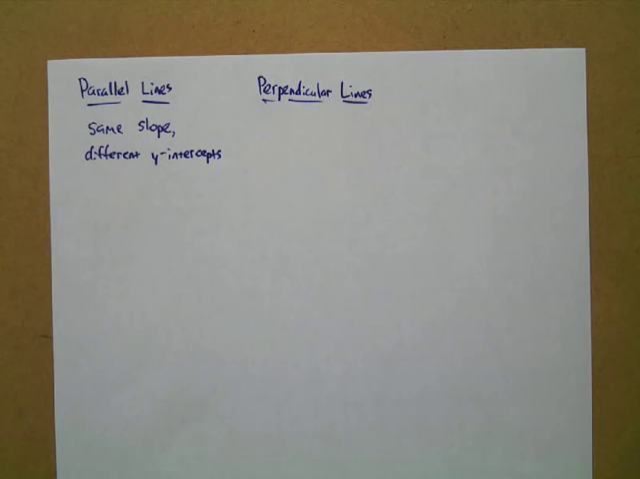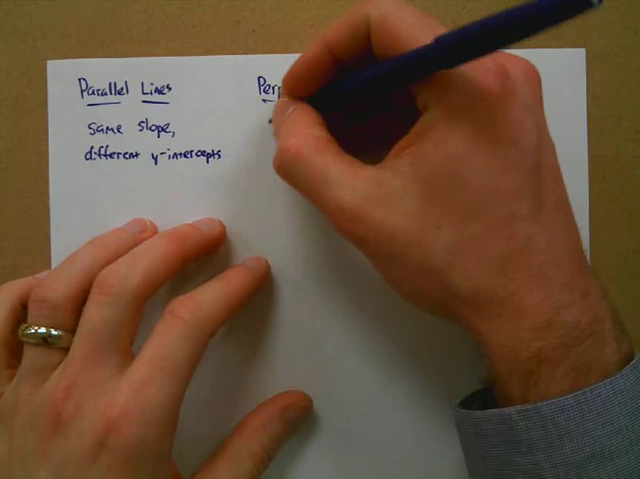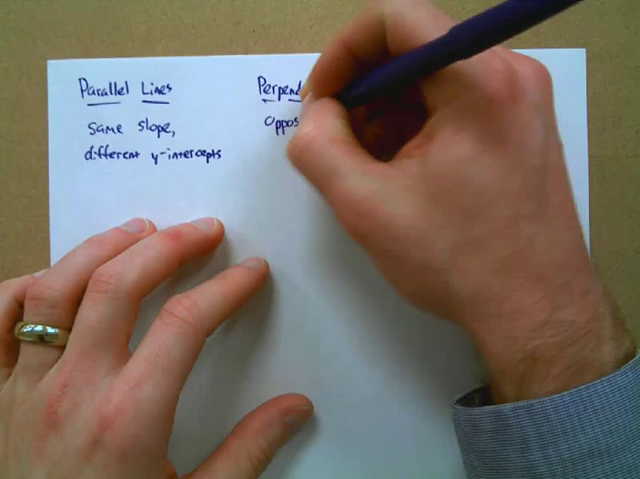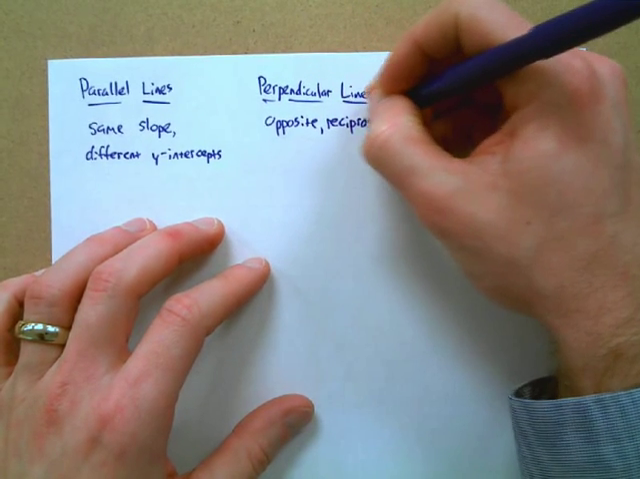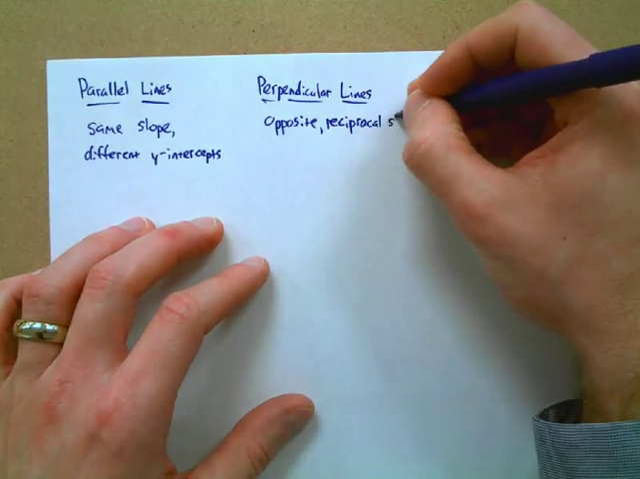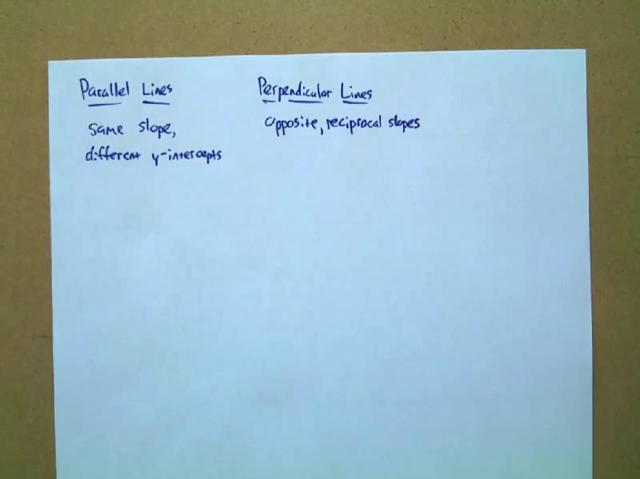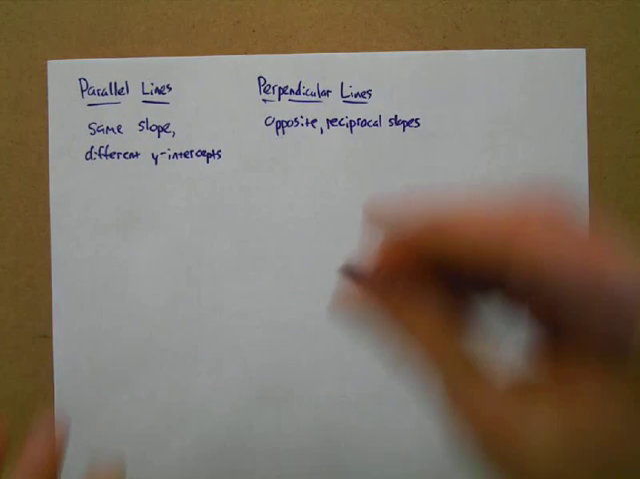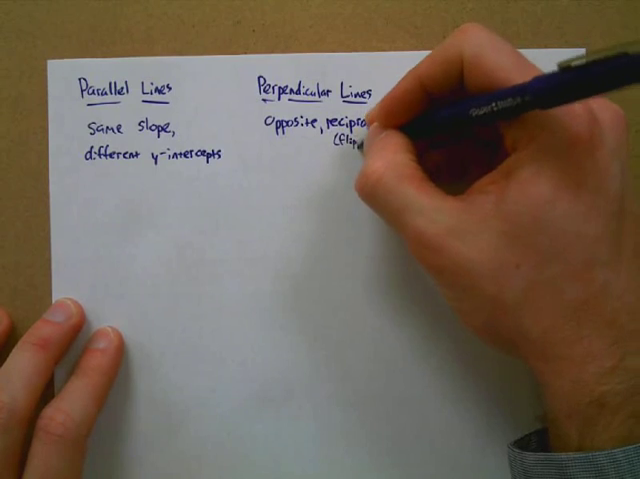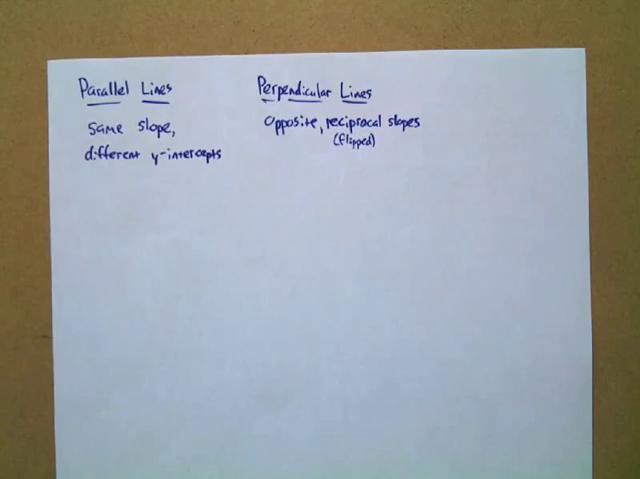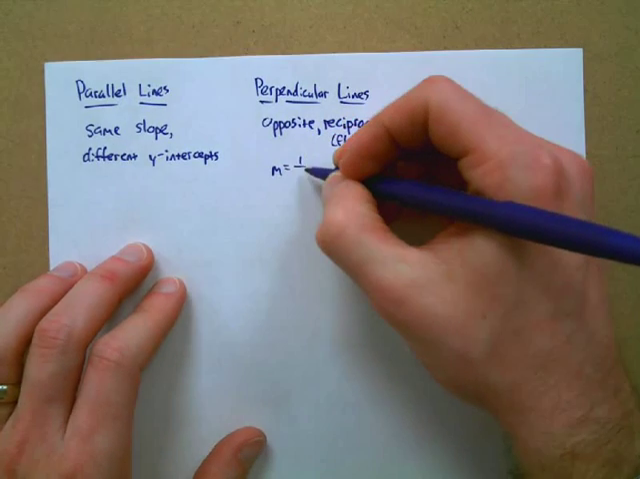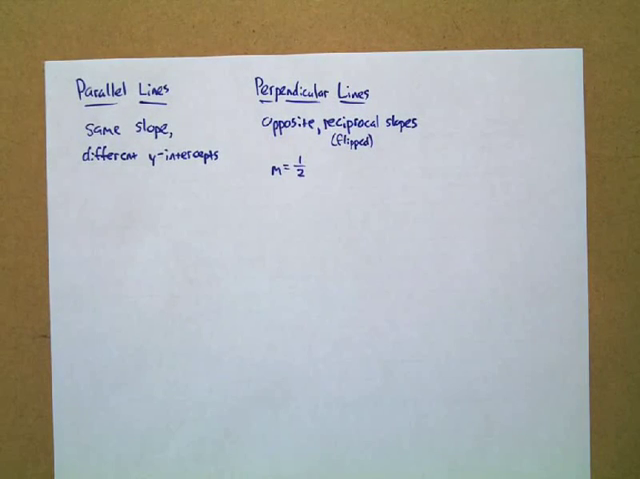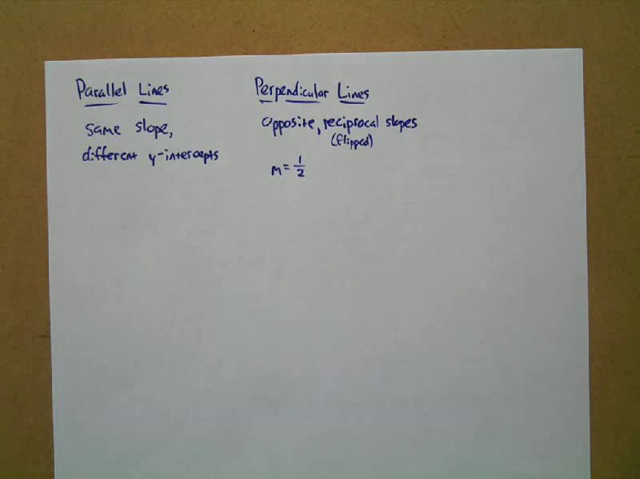So for example, if I have a line that has a slope of 1/2, what is the perpendicular slope to 1/2? Negative what? Not 1/2, negative 2 over 1. You have to flip it too. So if one's positive, the other's negative, but then you have to flip it as well. So negative 2 over 1 is the perpendicular slope.